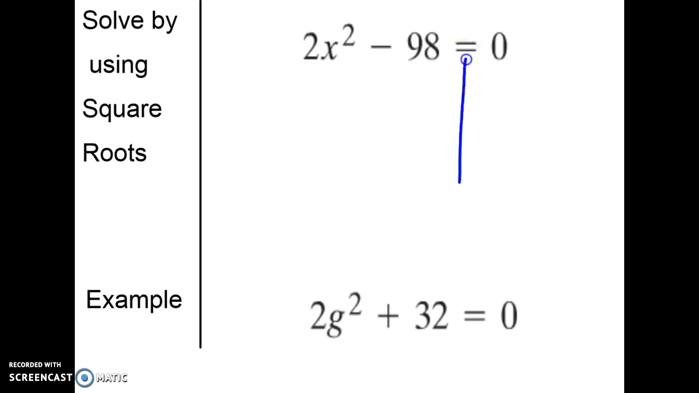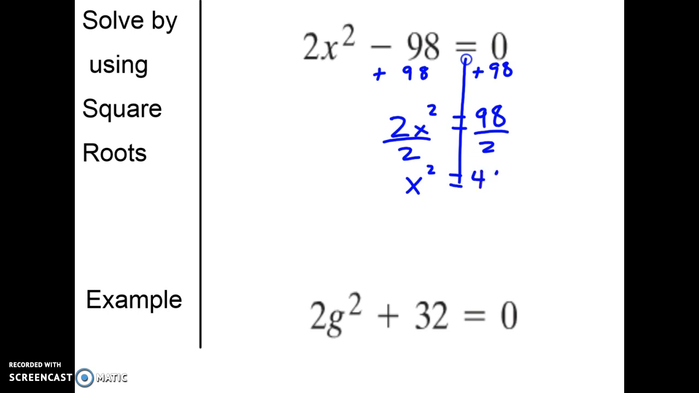So if you can remember, we draw a line here, and whatever we do on one side of the equation, we do on the other side, and we're going to be using inverse operations. So here I'm going to add 98 on both sides, and 0 plus 98 equals 98, obviously. Then we're going to divide by 2. If you need a calculator, go ahead and do that. But we have x squared equals 98 divided by 2 is 49.